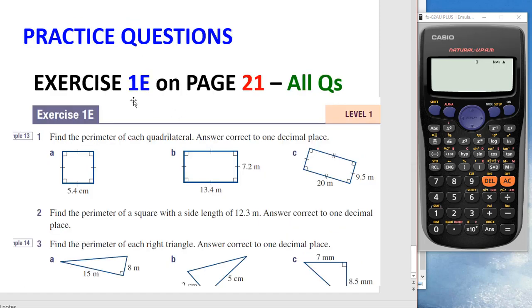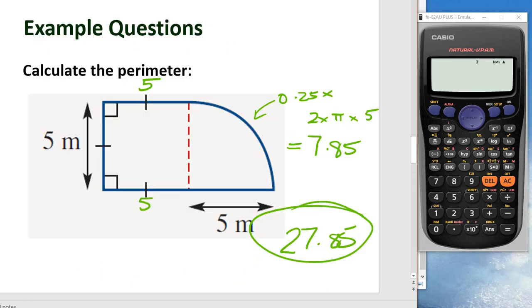Okay, the exercise 1E, page 21. Please do all the questions. They're reasonably straightforward to start with, but make sure you try some of the composite shapes, similar to this question here.